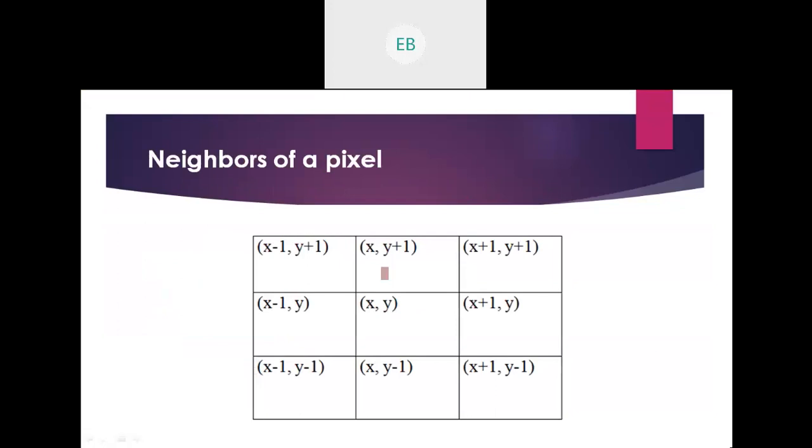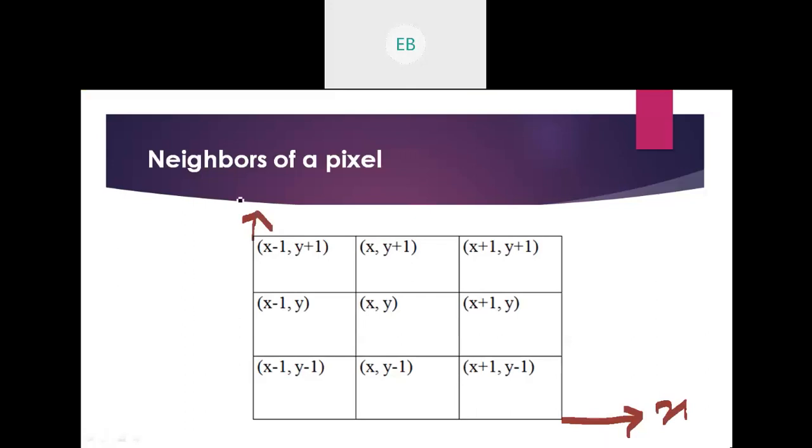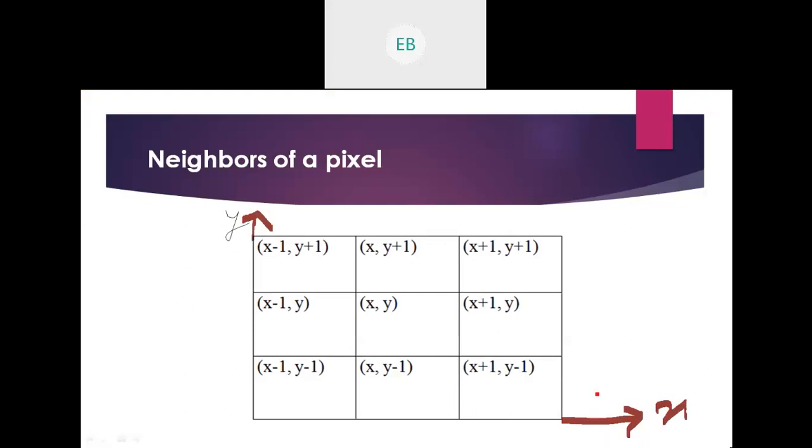What you can see here is an image. Consider this as an image, and suppose this is my x-axis and this is my y-axis. Then suppose this is my center point, that is the center pixel. I'm taking this as p of x, y. So this is my center pixel. Basically this line is my x-axis, and going upwards is the y-axis.